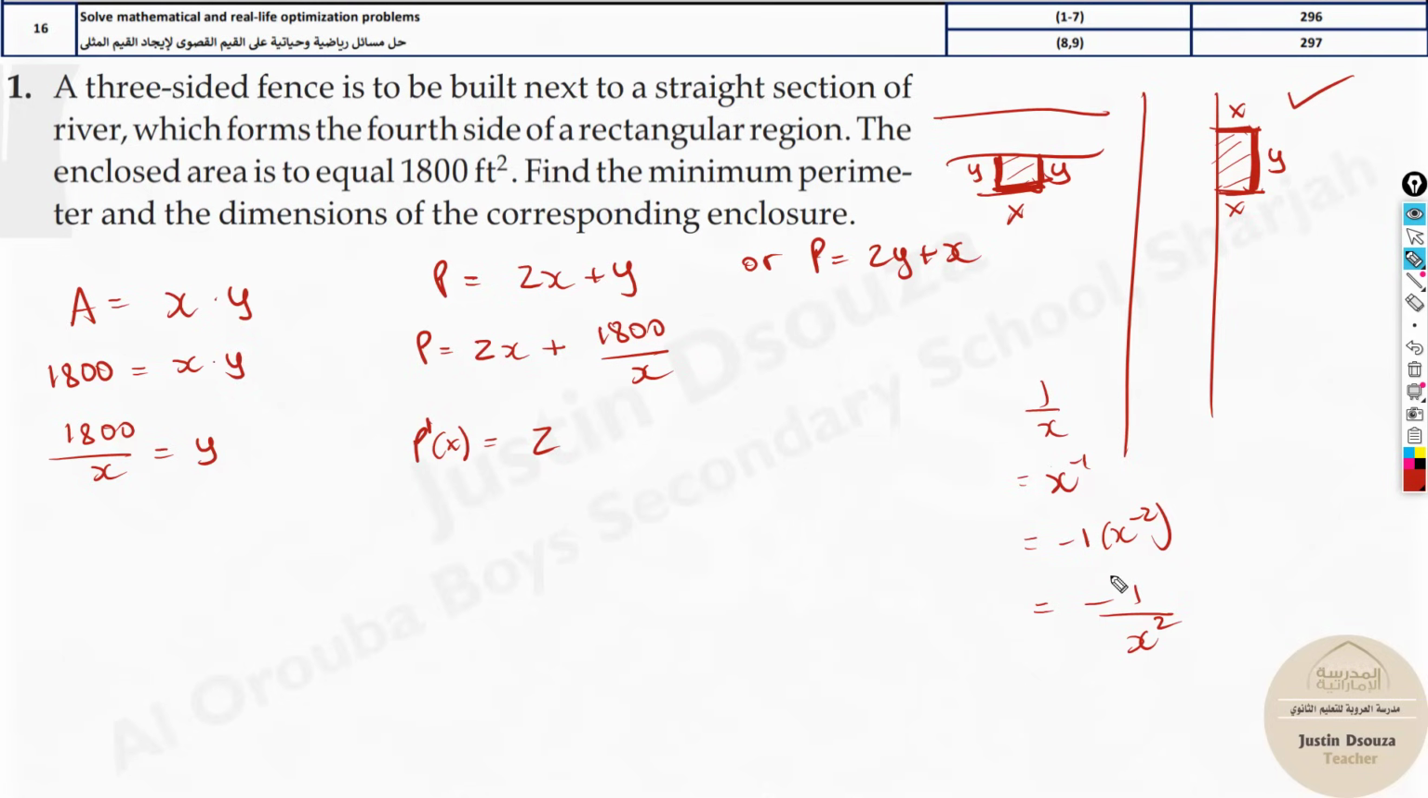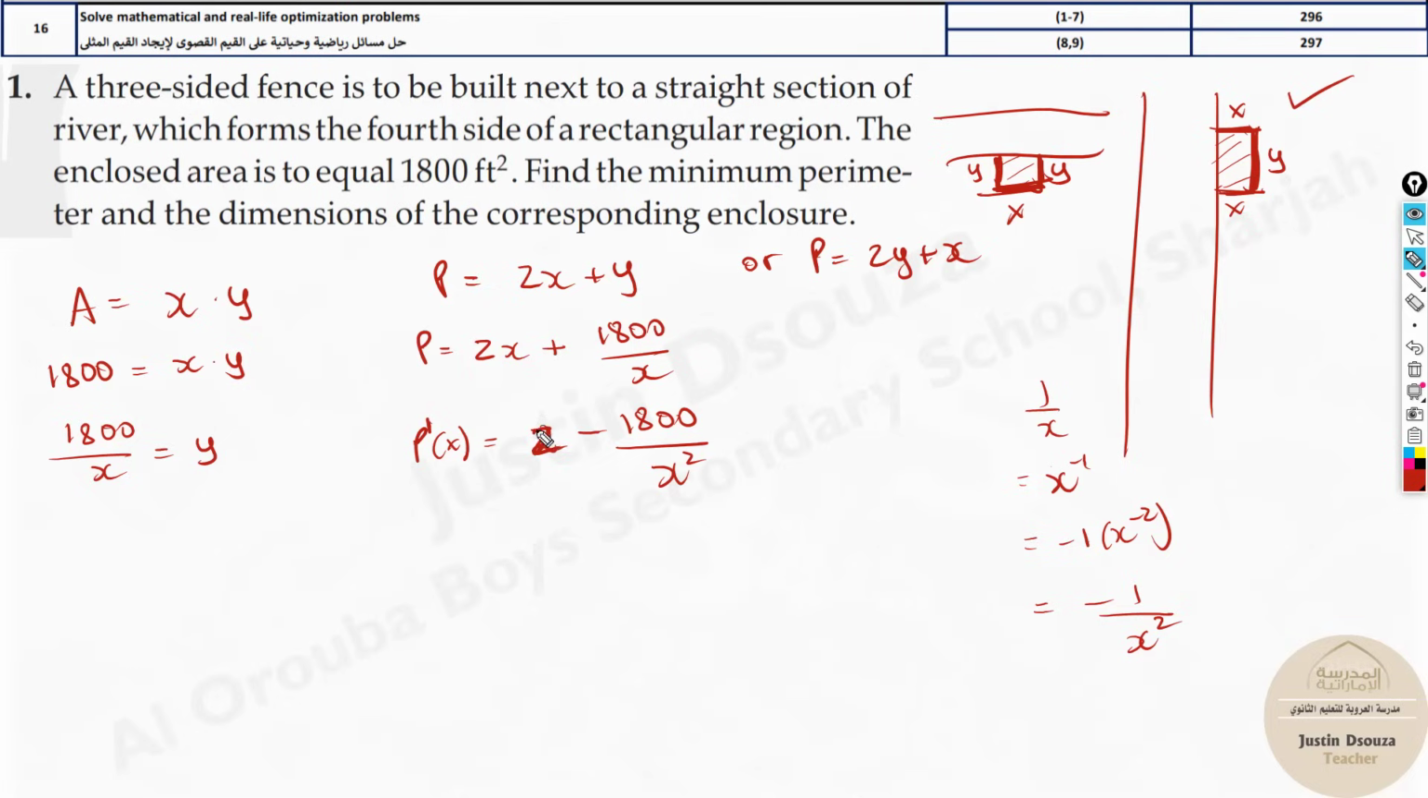Now instead of doing this all the time, you can easily remember the formula: the derivative of 1 by x is minus 1 by x squared. Here 2 minus, this plus becomes minus, 1800 constant divided by x squared. This is the derivative we get. This is 2. Okay, 2.